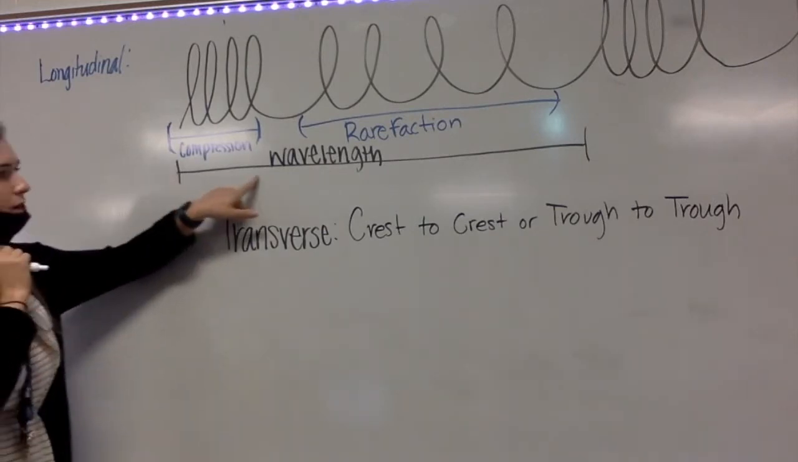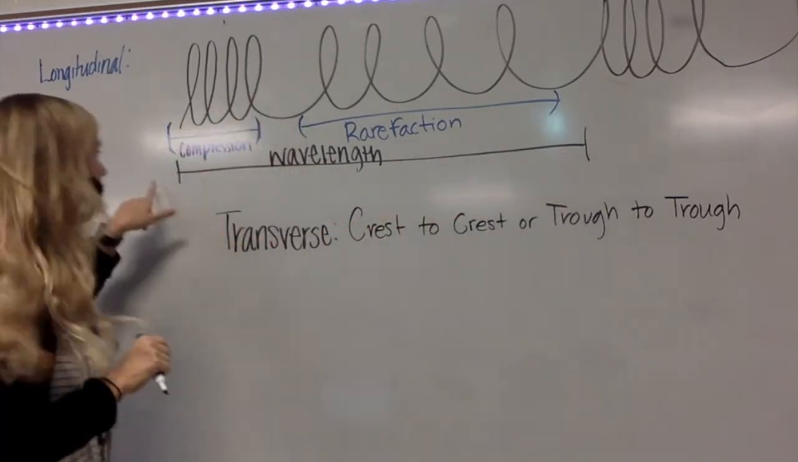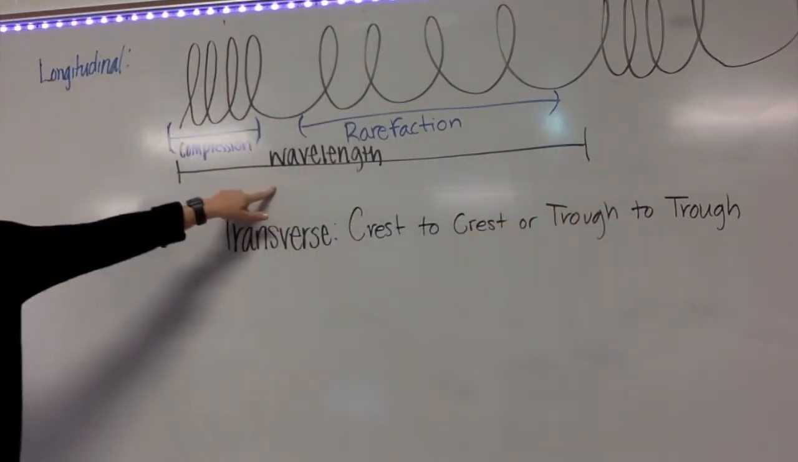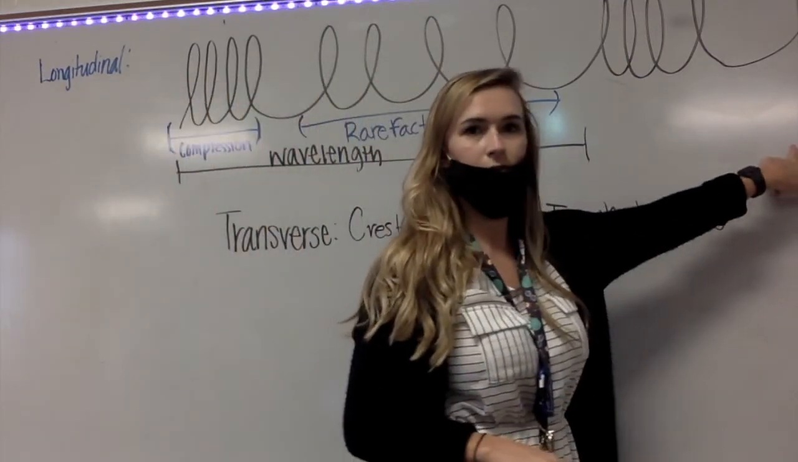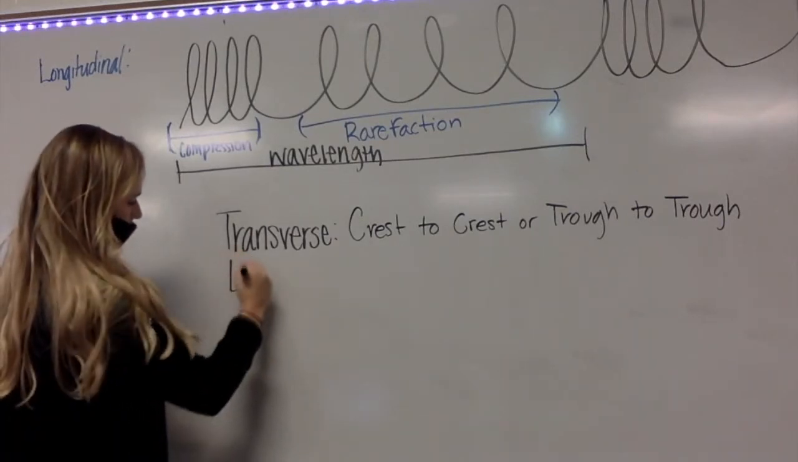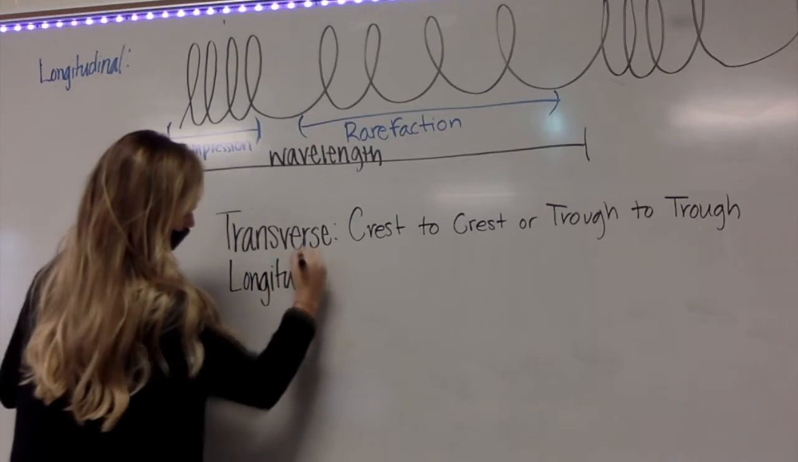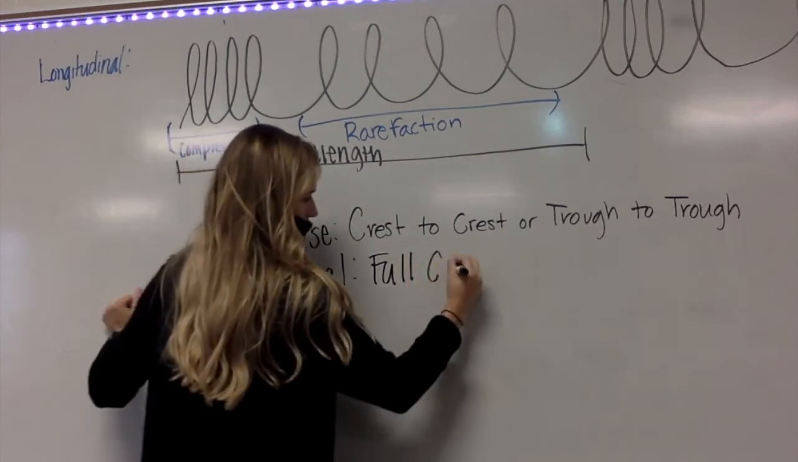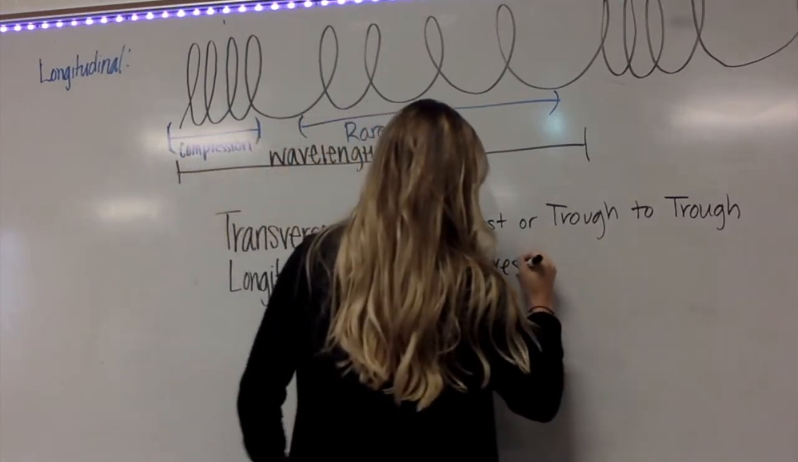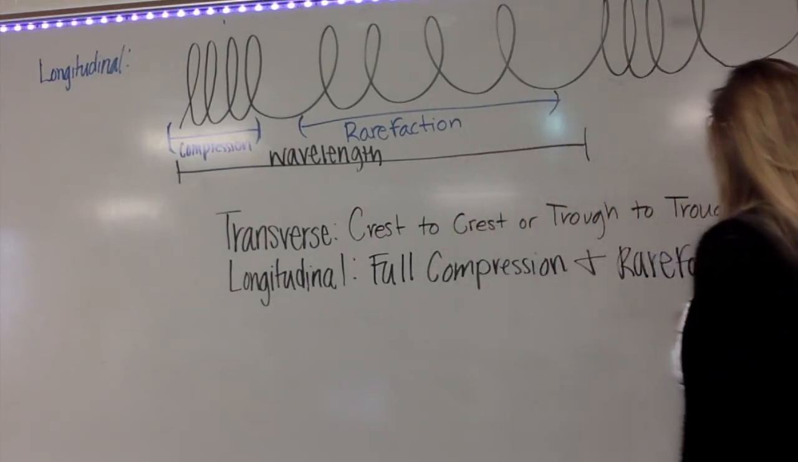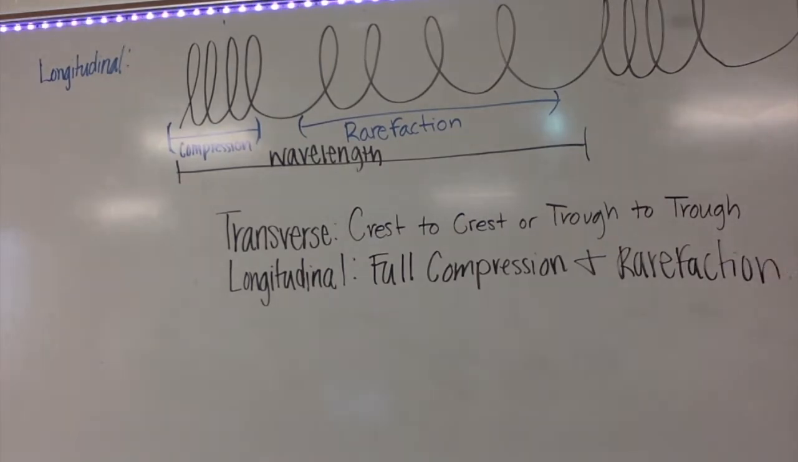So a full compression and a full rarefaction. The beginning of a compression to the next beginning of a compression. Or the beginning of a rarefaction to the next beginning of the rarefaction. Whole compression, whole rarefaction. That's your cheat code for a longitudinal. A longitudinal is a full compression and rarefaction. So you might want to add that into your notes so you have it to look back to real quick if you ever need to.